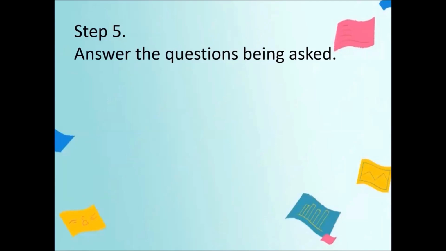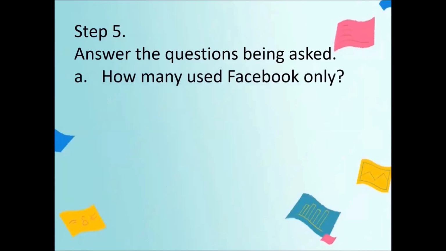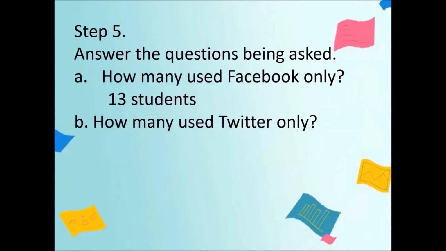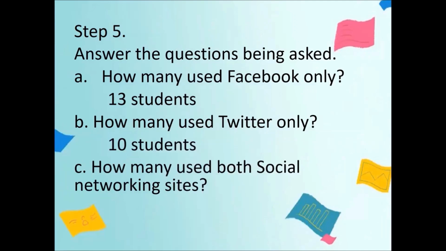So step number 5, answer the question being asked. How many use Facebook only? 13 students. How many use Twitter only? 10 students. And how many use both social networking sites? We have 2 students. So I hope it is clear to each and everyone. So that is problem solving involving sets and using a Venn diagram.